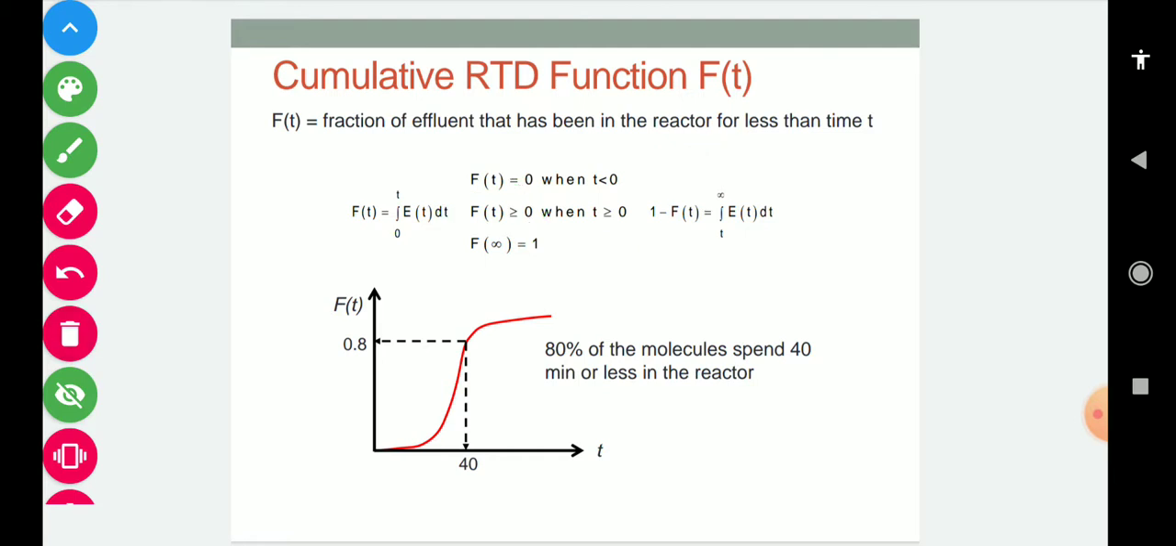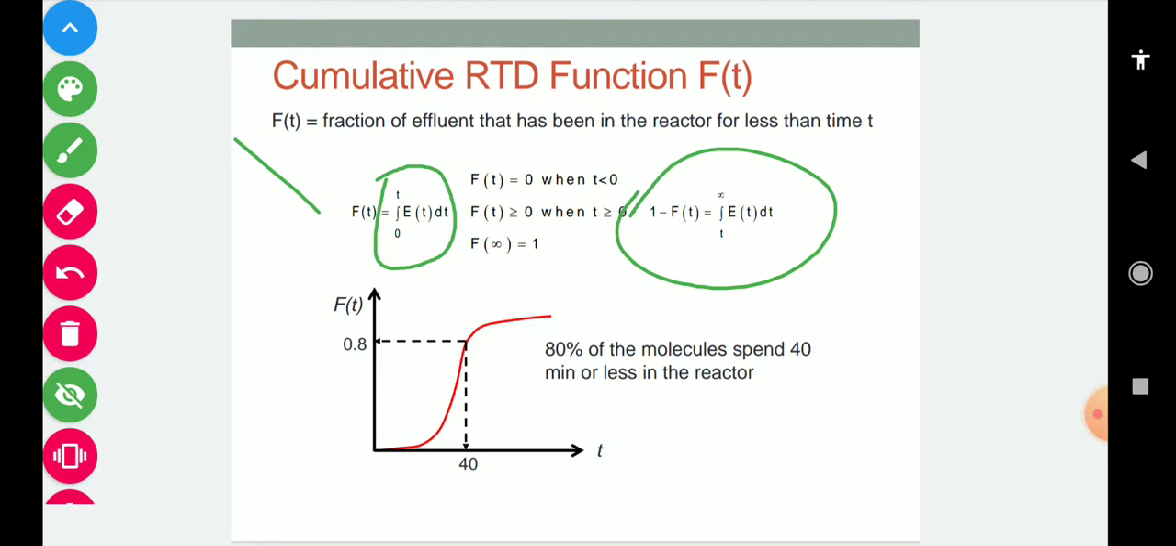So if we calculate F(t) for any time t, then if we integrate this E(t) function between time 0 to t, it will give you the F(t) value at that time, because this is a cumulative value. Again, if we want to calculate the amount of material which spent time more than t, it can be calculated by simply 1 minus F(t). F(t) is material spent time less than t, so 1 minus F(t) means material spent time more than t.